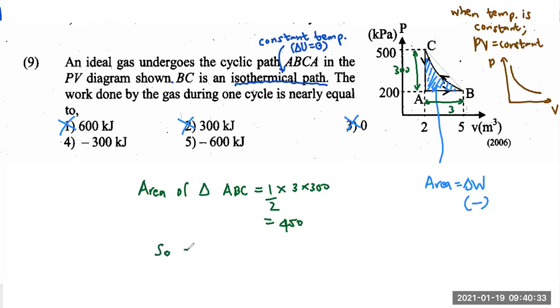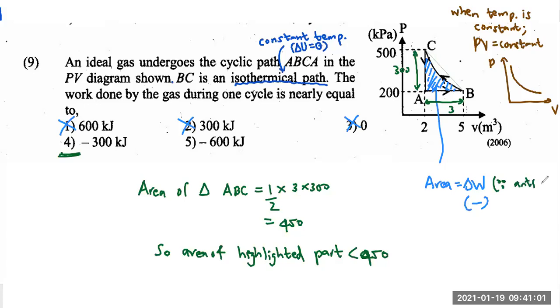So the area of the highlighted part should be less than 450. That is the assumption you have to make in such questions. There's only one answer which is less than 450, and that's going to be 300. And why 300? Because it is anti-clockwise. When the loop is anti-clockwise, work done is minus. Okay, hope this is clear.